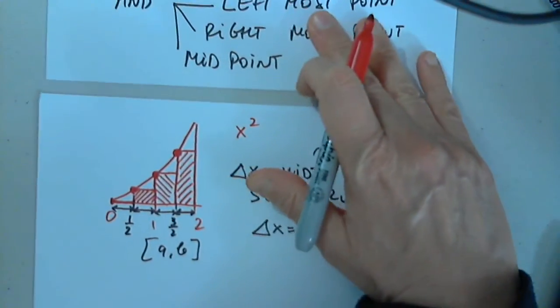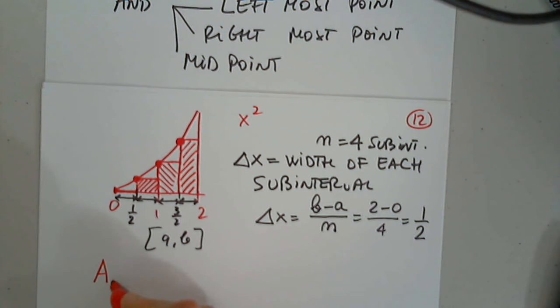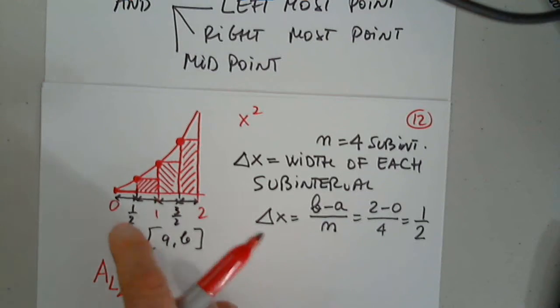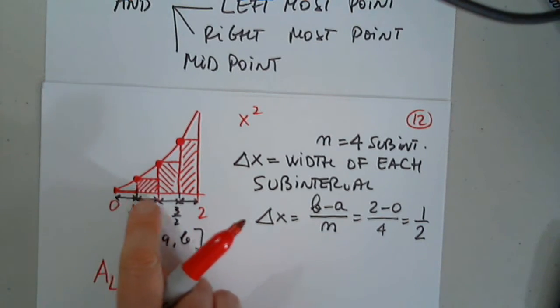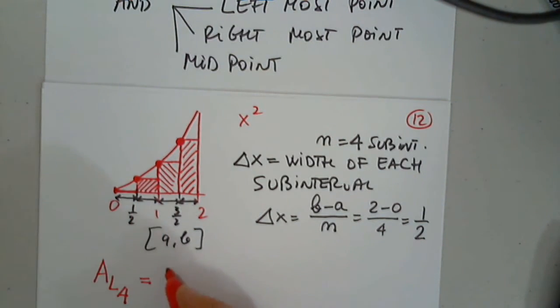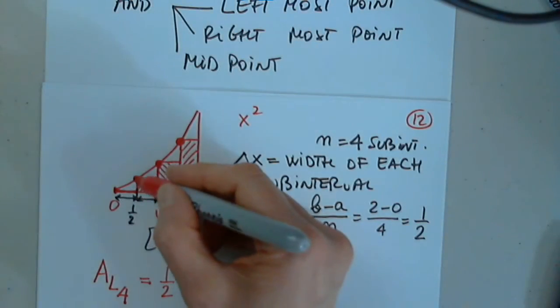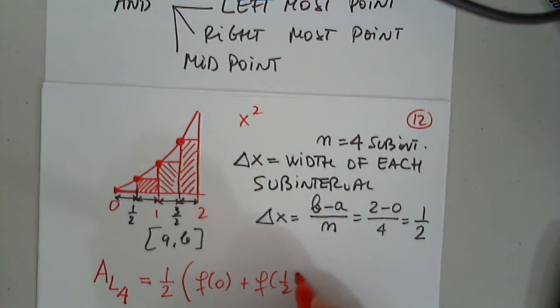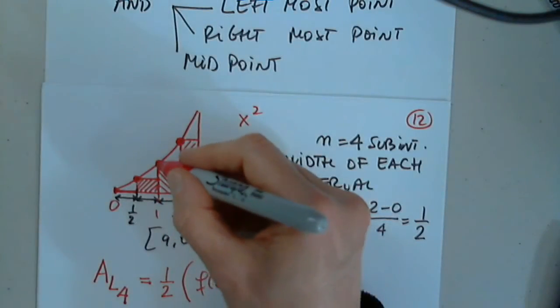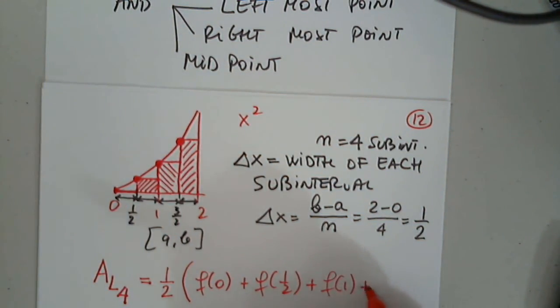How do I write all this? Area with the left 4 equals base times height, base times height, base times height. So base is always delta x. I'm going to put it outside. f of 0 plus f of 1/2 plus f of 1 plus f of 3 halves.